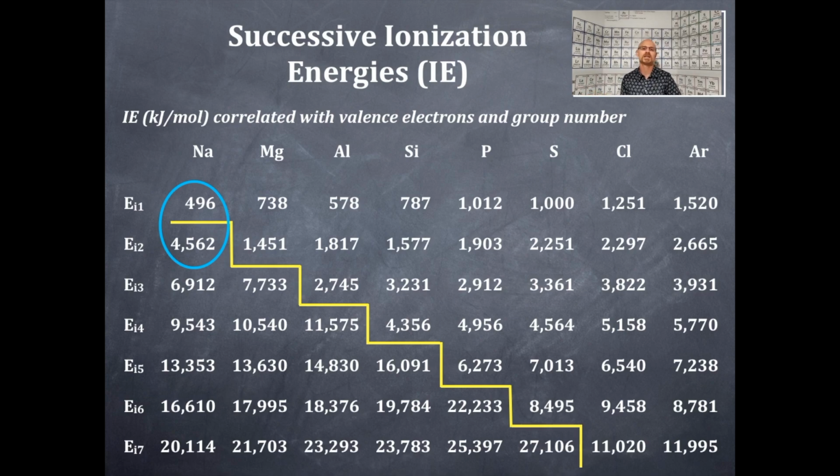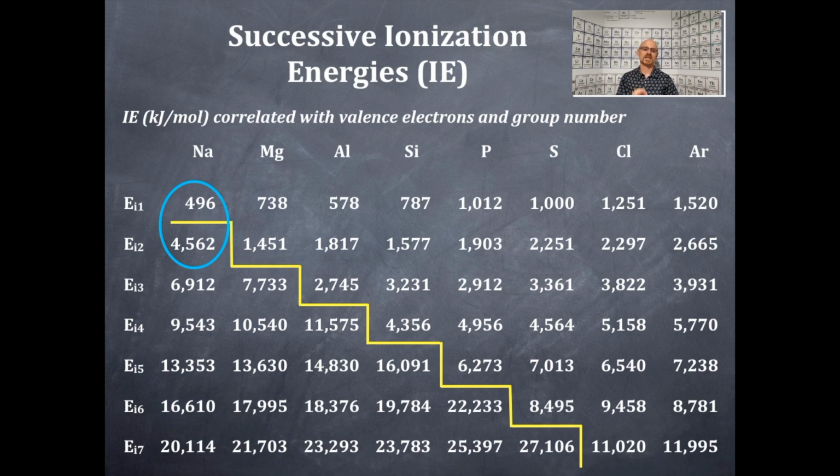So, how many valence electrons in sodium? 1 valence electron in sodium. So, to remove the first electron, which is an ionization energy, removing an electron from the gaseous state, to remove that first electron costs 496 kilojoules per mole. That's not very much. Now, there are no more valence electrons. The remaining electrons are core electrons.